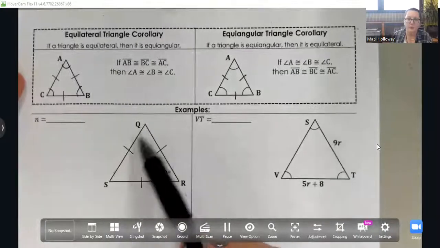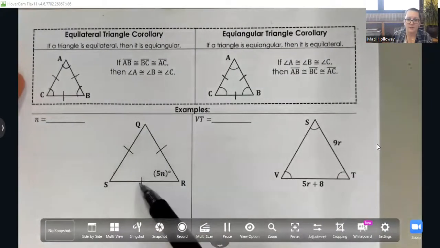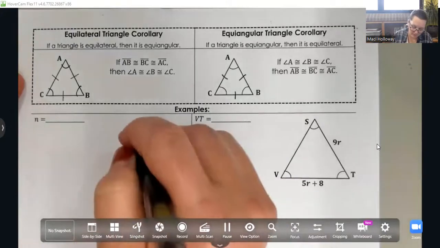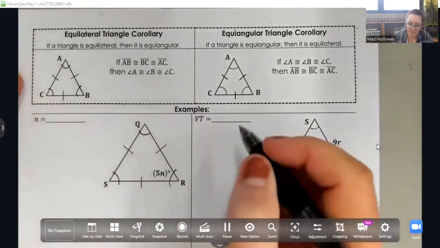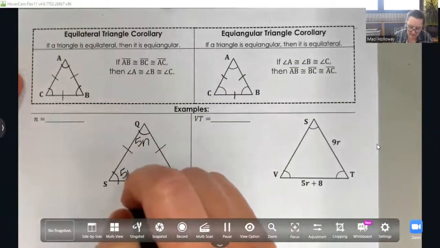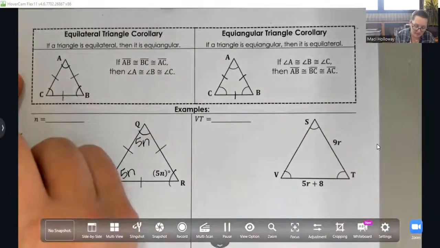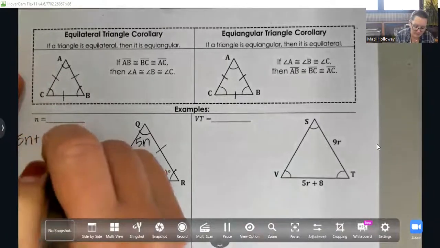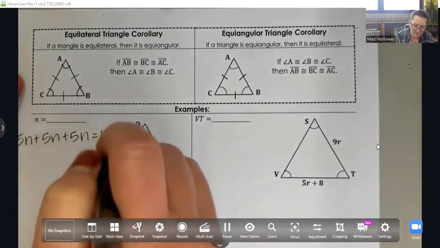We know in an equilateral triangle, if all the sides are congruent, then all of the angles are congruent. So we can do this one of two ways. We can know, hey, if this is 5n, then this is 5n, and this is 5n. And we can say 5n plus 5n plus 5n equals 180.